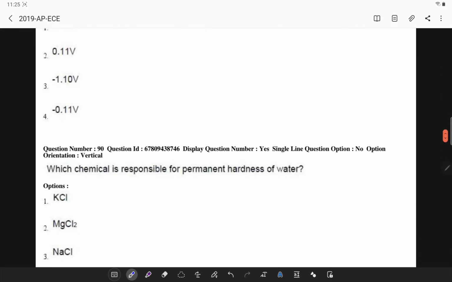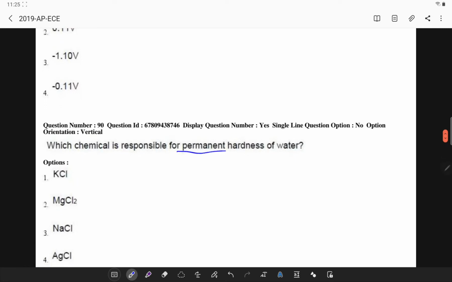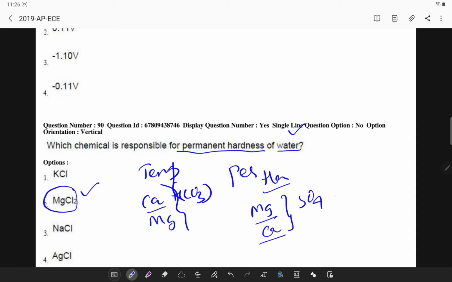So the next question, which chemical is responsible for permanent hardness of water? This is magnesium chloride. Temporary hardness is due to calcium and magnesium hydrogen carbonates, HCO3, whereas permanent hardness is because of calcium and magnesium chlorides.